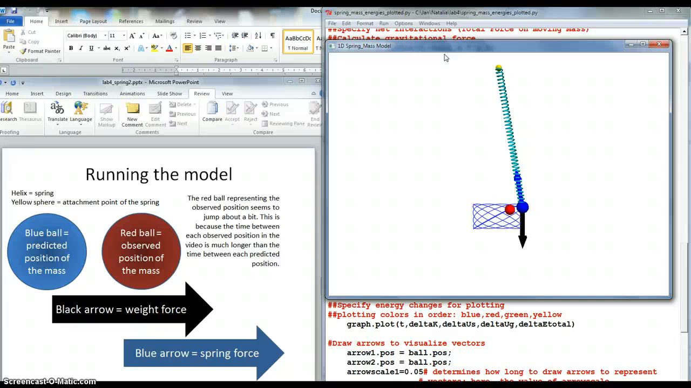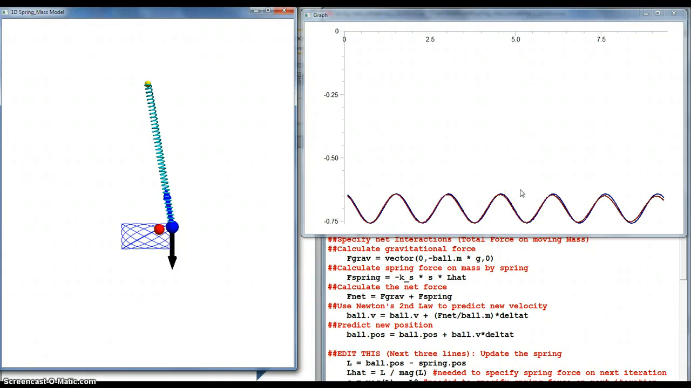The comparison between the positions is not that bad. This graph plots the predicted and observed y positions. The predicted position is in blue and the observed position is in red. They match quite well. When analyzing the data in Tracker, in some frames the object was blurred, so I might not have been able to pick the exact position of the object, and this could be why the observed position of the mass may be different from the predicted.